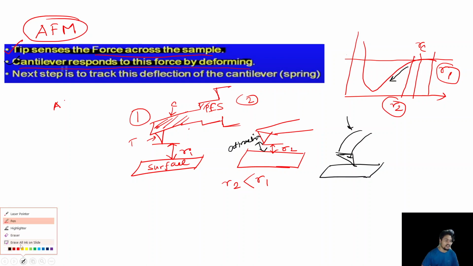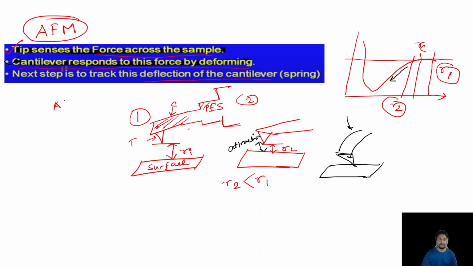Now, after that, the third step is to track the deflection of the cantilever. The cantilever is going to deflect according to the forces it senses, and the force depends upon the topography, the surface structure. So if we track the deflection of the cantilever somehow, then we can know how the surface looks like, how the topography of the surface is, right? So no problem with this.